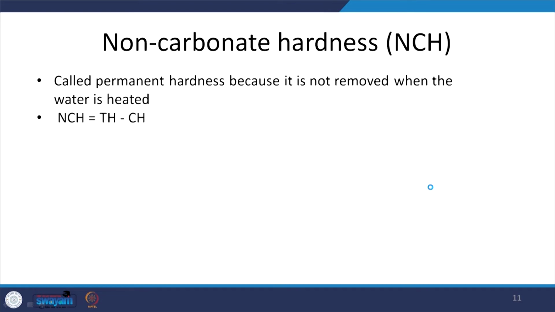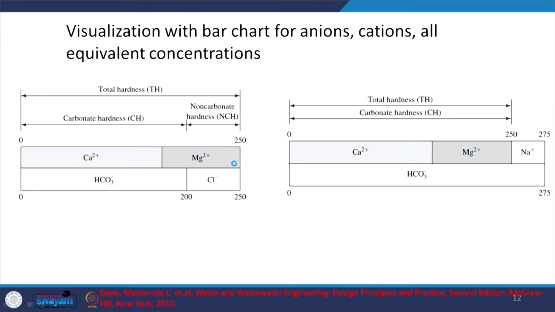This is the carbonate hardness. Non-carbonate hardness, obviously if there is a total hardness and if you can measure what is carbonate hardness, the non-carbonate hardness is going to be the remaining part, let us say, right. So, that is pretty much it. So, let us visualize it and understand. This is obviously the key aspect.